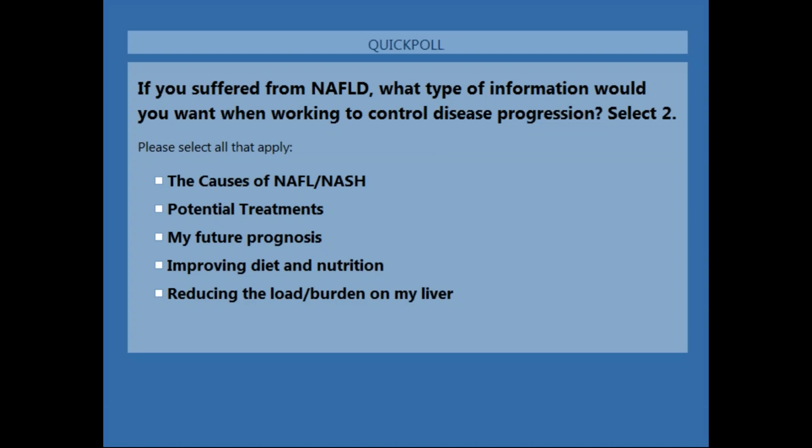Again, please select 2. Is it, or would it be the causes of NAFL or NASH, potential treatments, my future prognosis, improving diet and nutrition, or reducing the load or burden on my liver? Again, if you suffered from NAFLD, what type of information would you want when working to control disease progression?